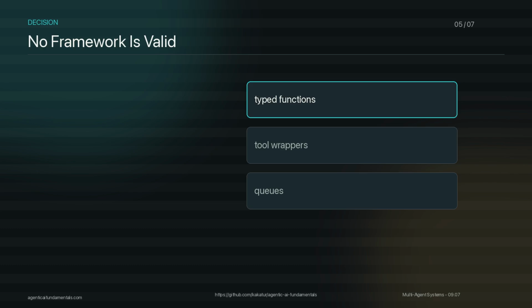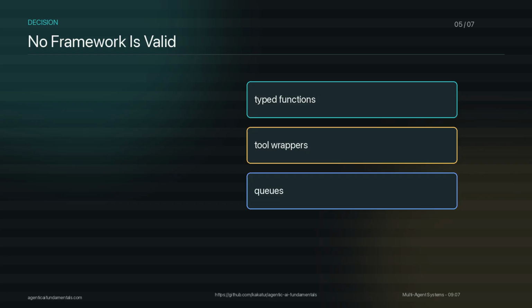Typed functions, tool wrappers, queues, and a small state table can solve many workflows. This is not anti-framework. It is cost awareness. A framework buys structure, ecosystem, and patterns. It also adds runtime assumptions, version churn, debugging surfaces, and migration cost. Choose a framework when it removes more complexity than it introduces.